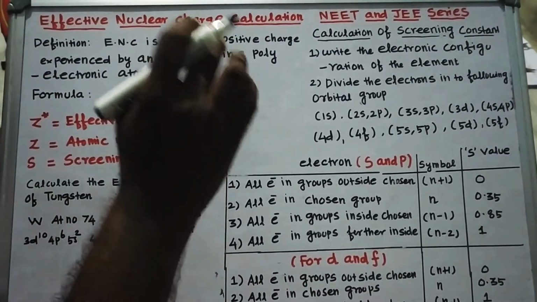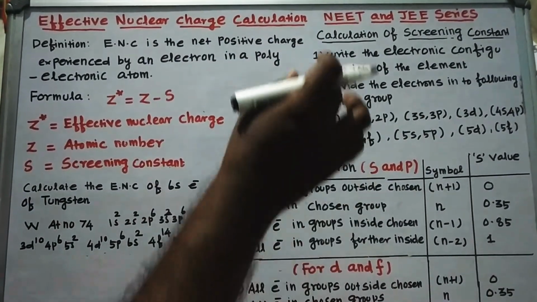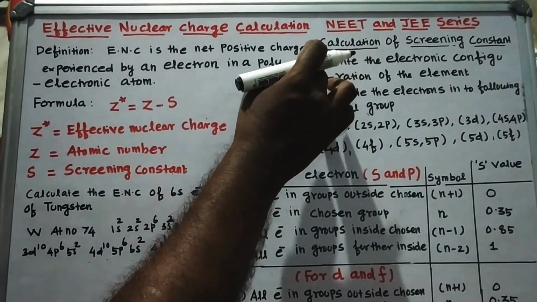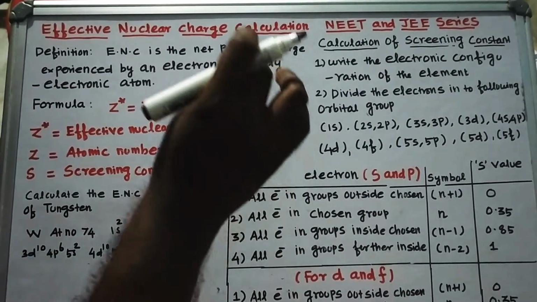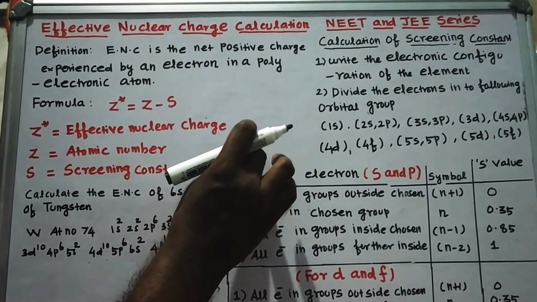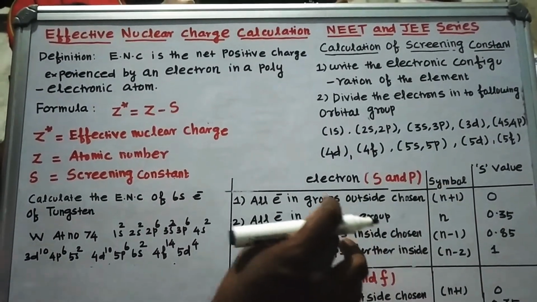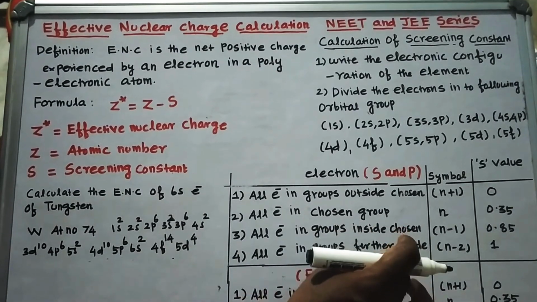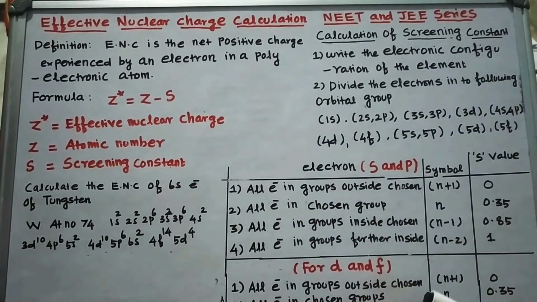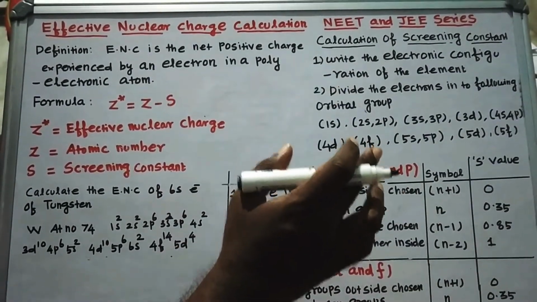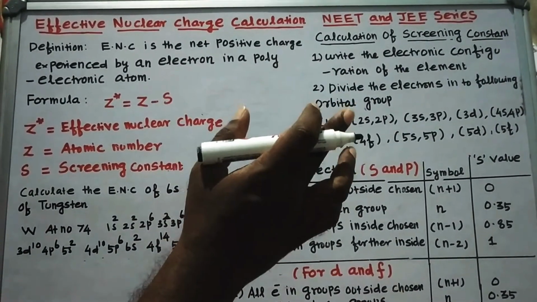In part 1, we thoroughly discussed how to write the electronic configuration, how it is divided into different groups, what the values of the screening constant are if electrons are chosen from s and p orbitals, and if electrons are chosen from d and f orbitals, and how the symbols are given and how S values are calculated. They are thoroughly explained in part 1. Now we are going to see part 2.